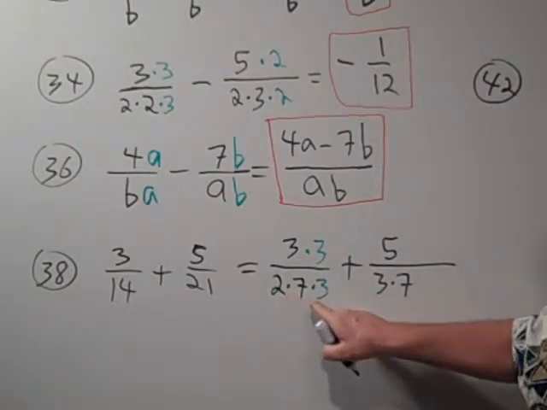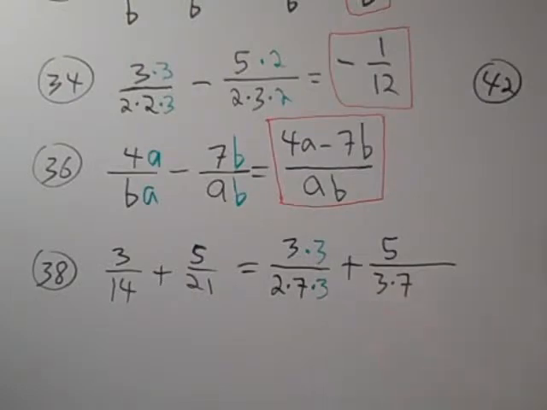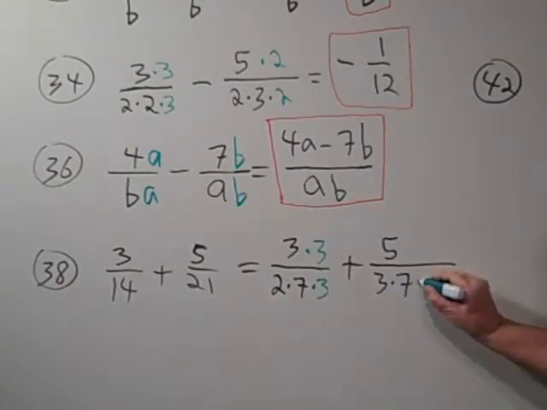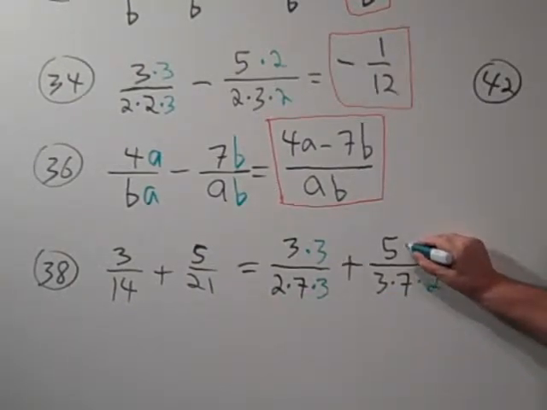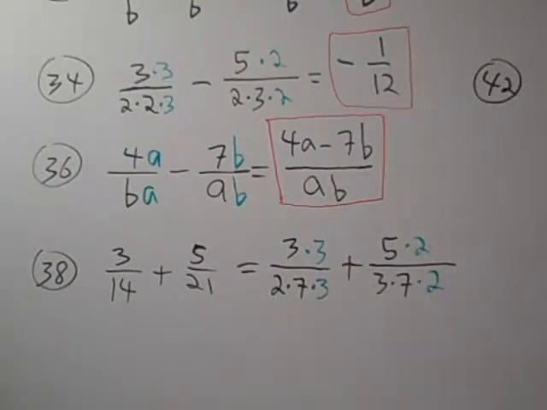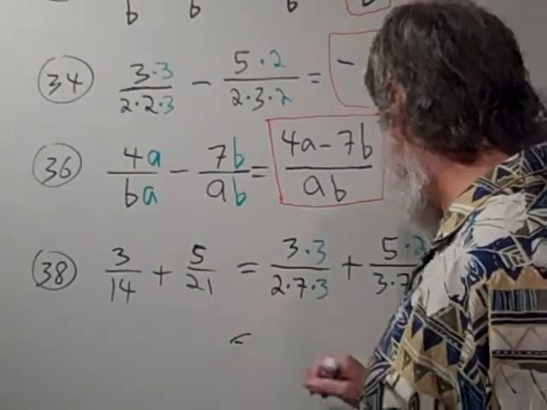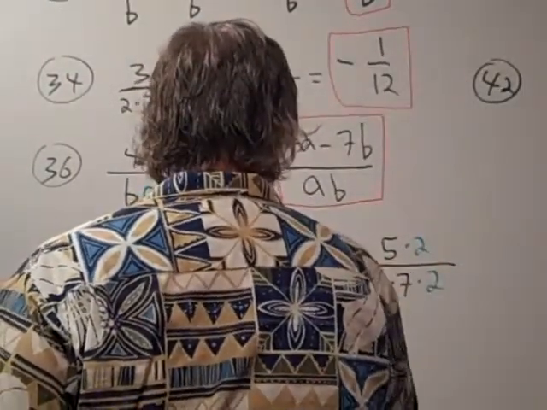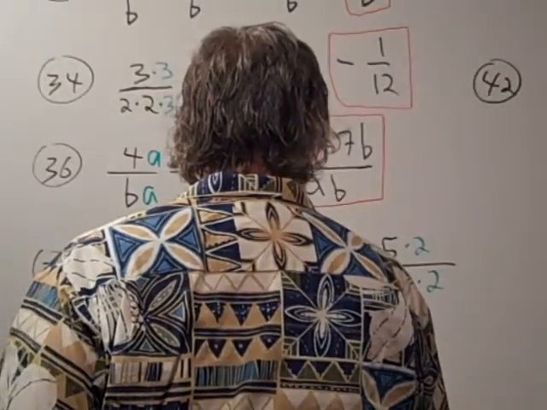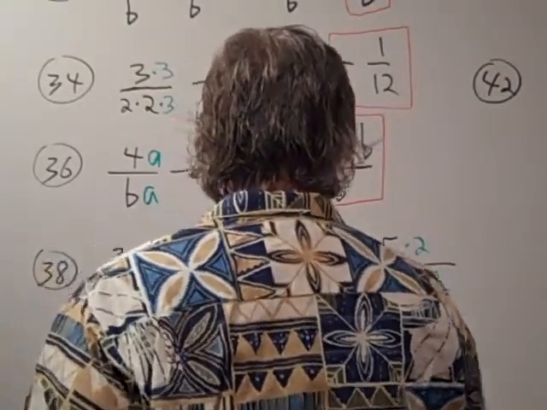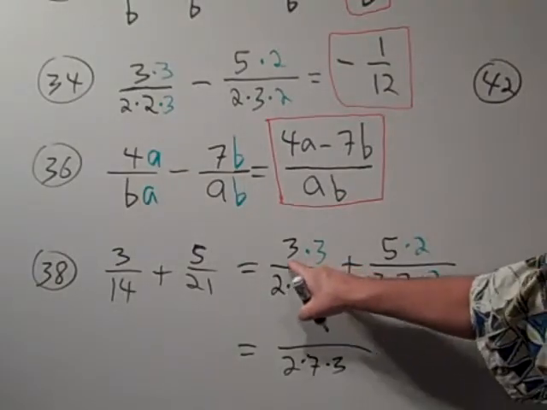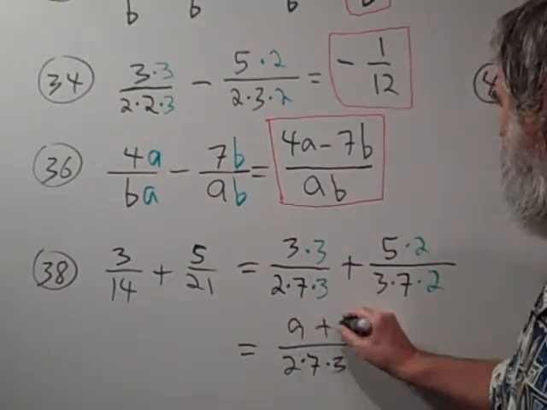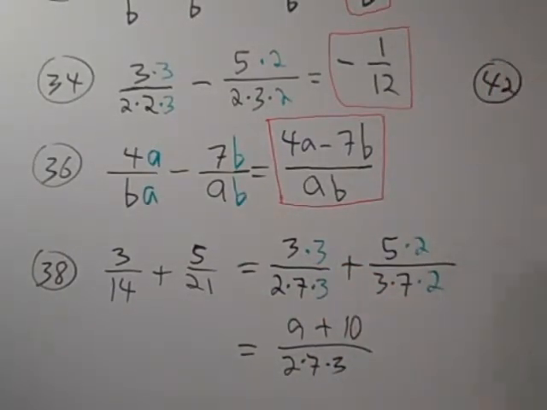Now we have a 2 and a 7 and a 3. We have the 3 and the 7. This one doesn't have a 2 though, so we have to give this one a 2 to get the LCM, upstairs and downstairs. Now the denominator is the same, best to leave it factored still as 2 times 7 times 3. And in the numerator you have 3 times 3, which is 9, plus 5 times 2 is 10.